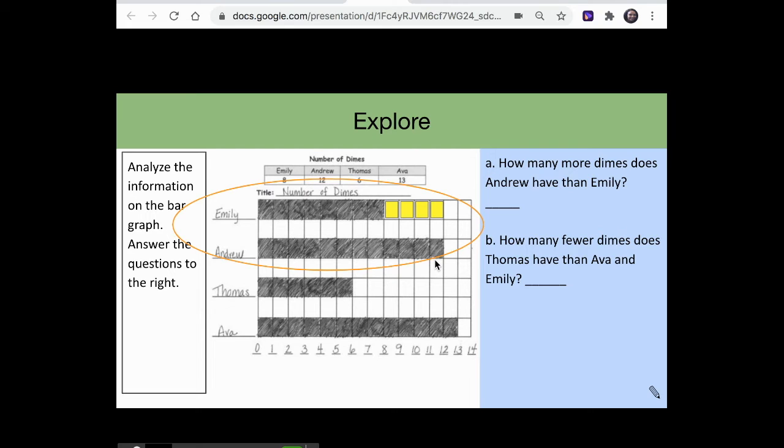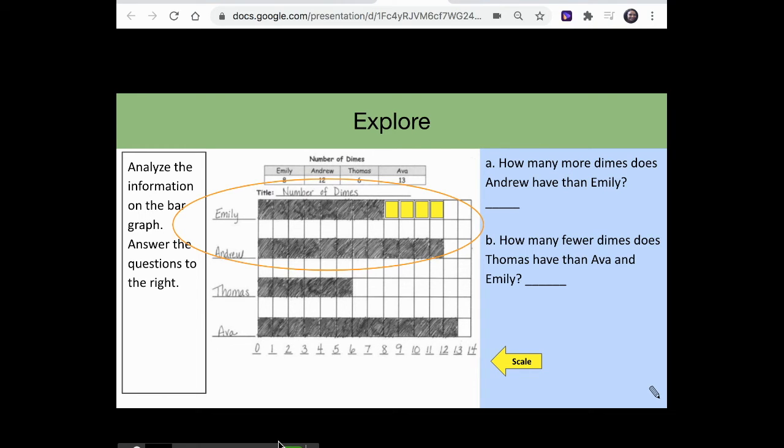Well, how do we know how many dimes each person has? We look at the bottom. This is called the scale. It tells you the numbers. Each box on this bar graph represents 1. So where does Andrew's bar end? We follow that line all the way to the bottom. That is a total of 12. Okay. Emily's line ends at 8, which means Emily has 8.